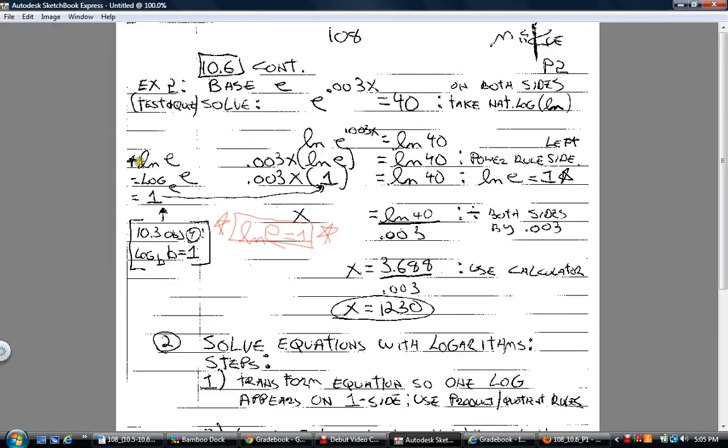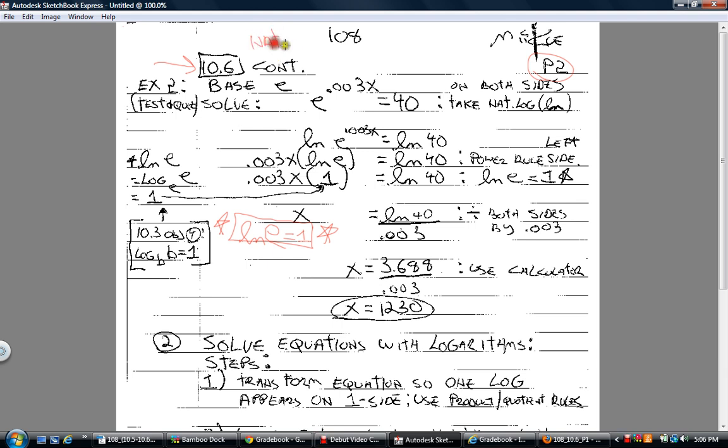Hello, Mr. McHugh's 108 students, welcome to section 10.6, page 2. We're working on more problems with logs, but this time we're going to deal with base e, natural logs.